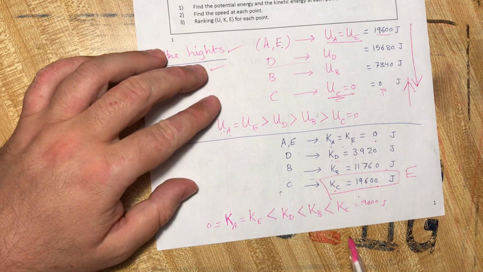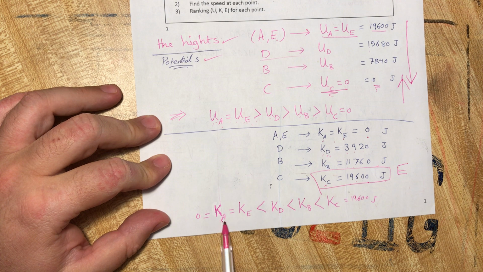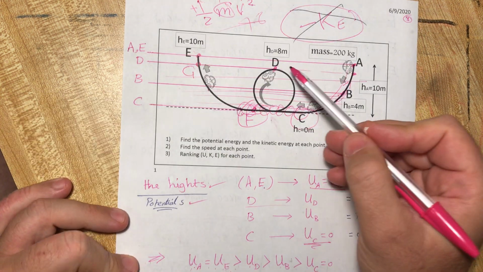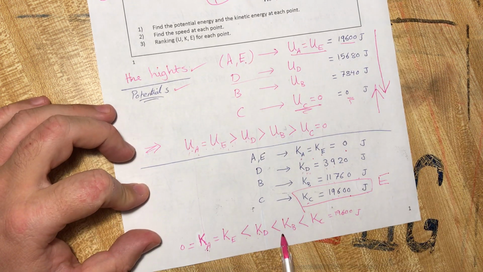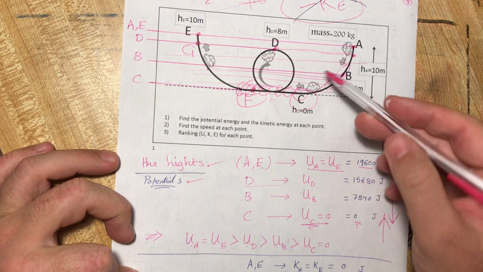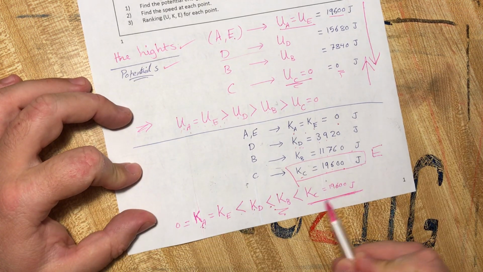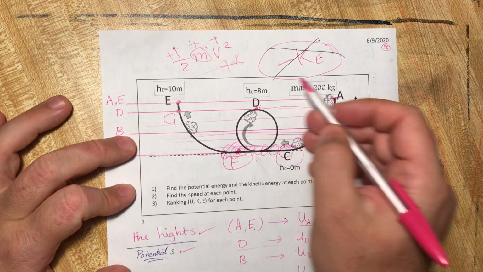Okay. Now we can rank the kinetic energy. It is equal to 0 at points A and E, and it is less than the kinetic energy at point D, which is lower than at B, and higher than C, which has the largest kinetic energy.